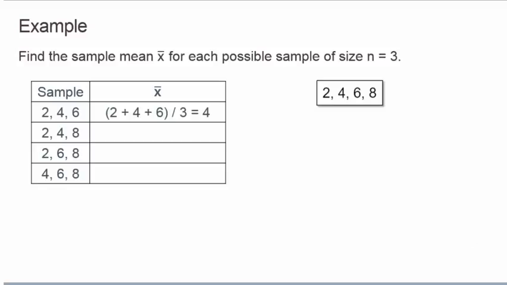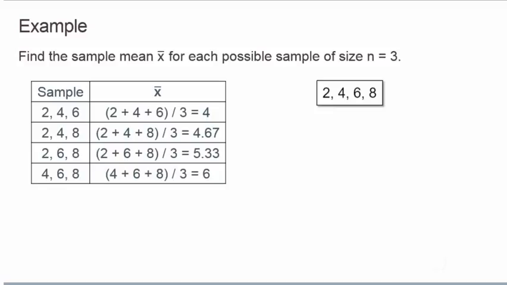When I find the mean for my first sample, I have 2 plus 4 plus 6, which is 12, divided by 3 equals 4. My second sample, 2 plus 4 plus 8, which is 14, divided by 3, which gives us 4.67. My third sample, I have 2 plus 6 plus 8, which is 16, divided by 3, which gives us 5.33. My last sample is 4 plus 6 plus 8, which is 18, divided by 3, which is 6.